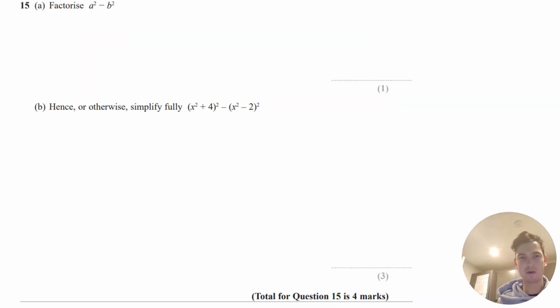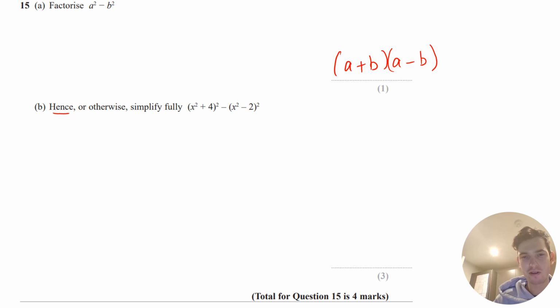Okay, factorize a squared minus b squared for 1 mark. Well, this is a classic difference of two squares. So I'm going to write a plus b, a minus b. Then it says hence or otherwise. Okay, so hence, meaning using our answer, or otherwise, simplify fully this thing here.